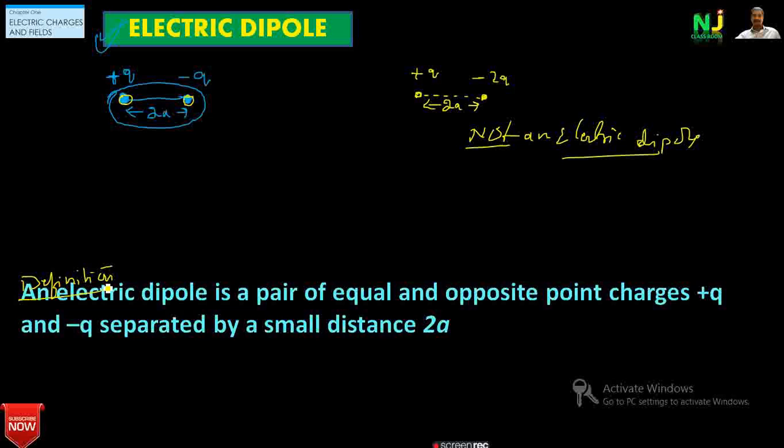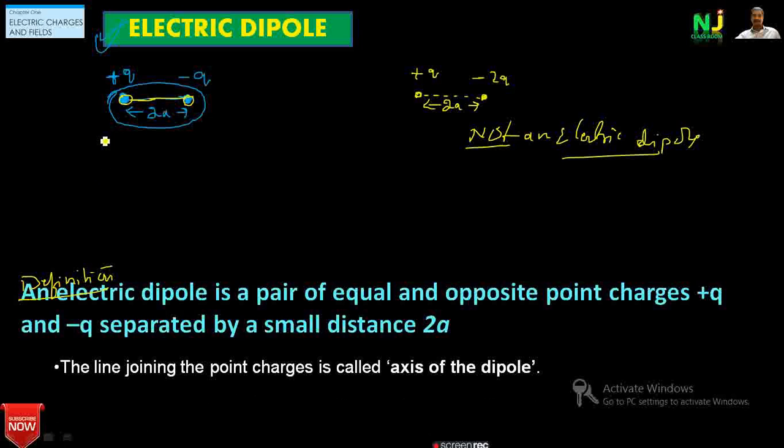Now the line joining the positive charge to the negative charge, look at here, this is what is called the line joining the plus q charge and minus q charge. That line is what is called the dipole axis. That is called the axis of the dipole. Axis of the dipole is the line.